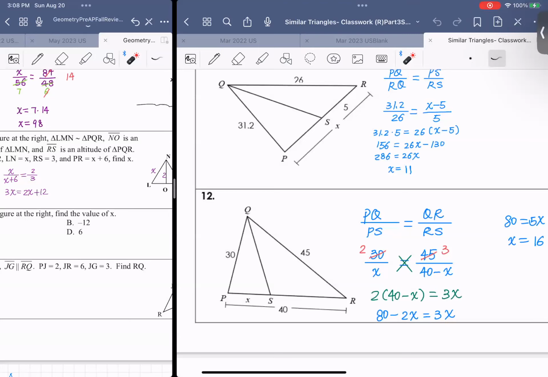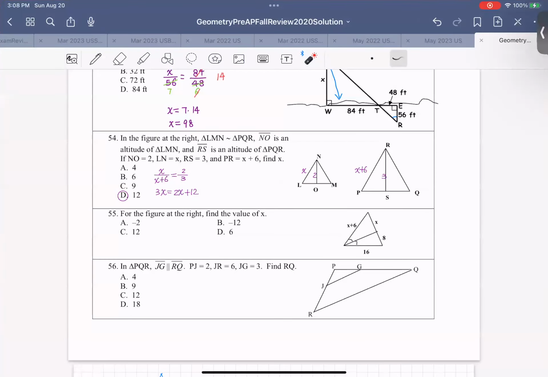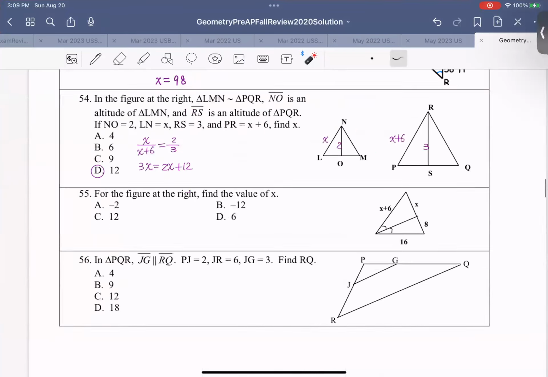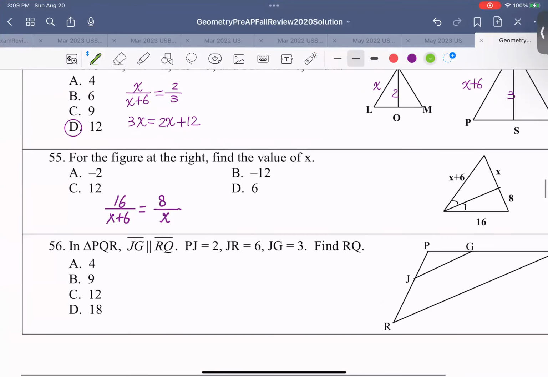Steve, do you have more questions here? No. Okay. Then based on that, can you also send me your work for problem 55, please? Can I just tell you how I did it? Go. What's your equation? 16 over x plus 6 is equal to 8 over x. Very good. And you simplify to get 16x is equal to 48 plus 8x.